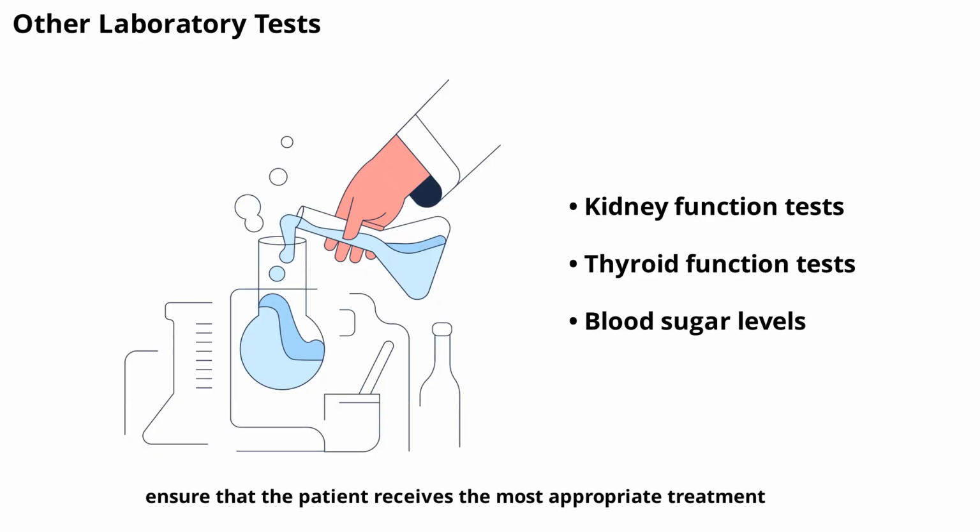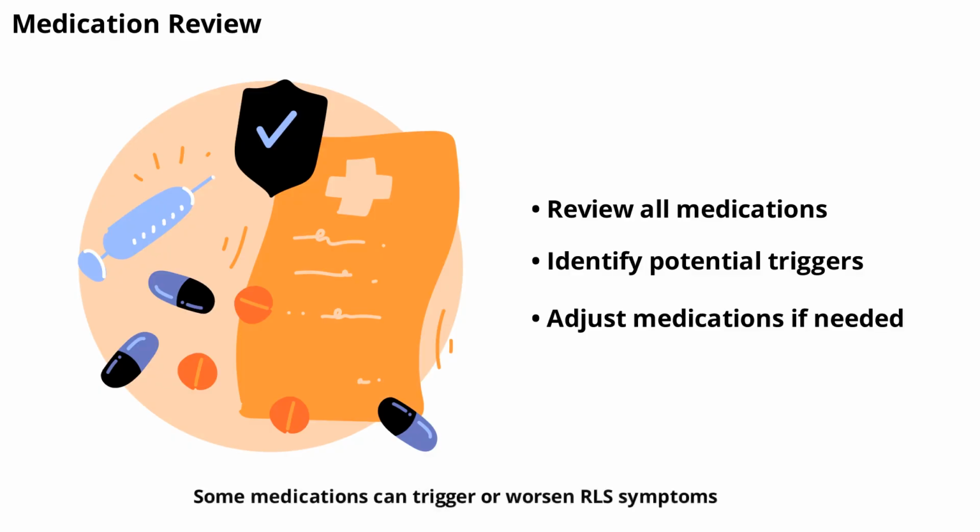most appropriate treatment. Some medications can trigger or worsen RLS symptoms. During the diagnostic process, doctors carefully review all prescription and over-the-counter drugs the patient is taking. They pay special attention to medications like antihistamines, certain antidepressants, and antipsychotics, which are known to exacerbate RLS. If a medication is suspected, the doctor may recommend adjusting or substituting it to see if symptoms improve.